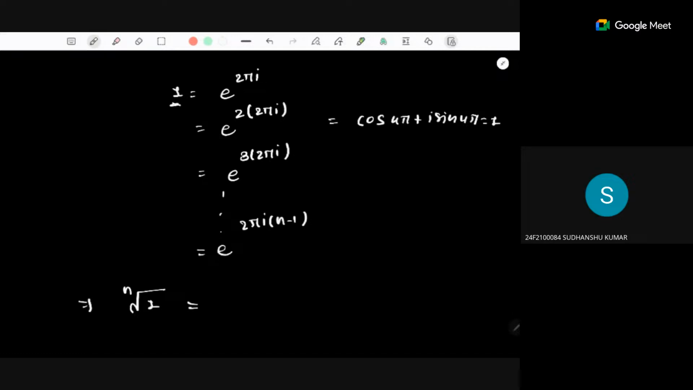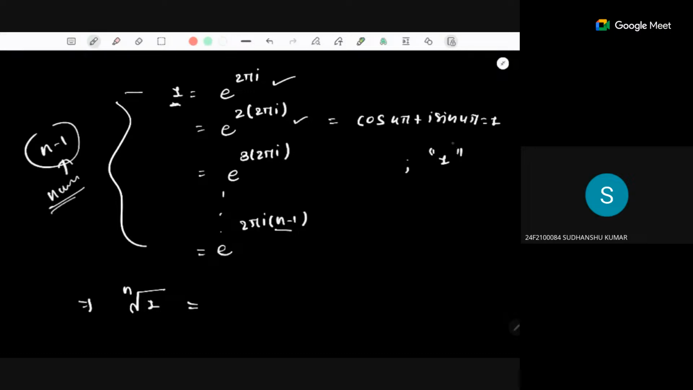So we have taken n numbers over here. The first number is e to the power 2 pi iota. The second number is e to the power 2 into 2 pi iota, up to n minus 1, because we know that the nth root will include 1 also. So here we have n minus 1 numbers, and here we have the nth number, the nth unit root.